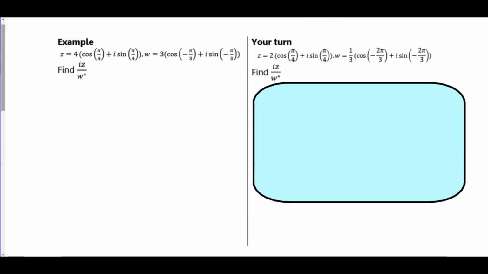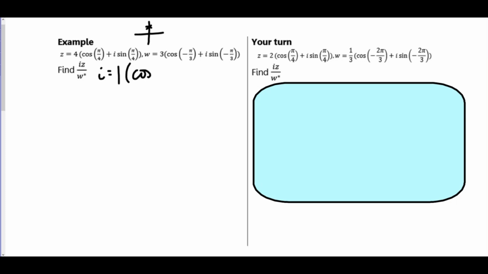One more over the page here, which requires a little bit more work. So we're being asked to find i, z over w conjugate here. To be able to apply the modulus argument multiplication and division rules, I need to write i in modulus argument form. In modulus argument form, i has a modulus of 1, and its argument is pi over 2. If you think about it on an Argand diagram, i is up here, so it makes an angle of 90 degrees with the positive real axis.